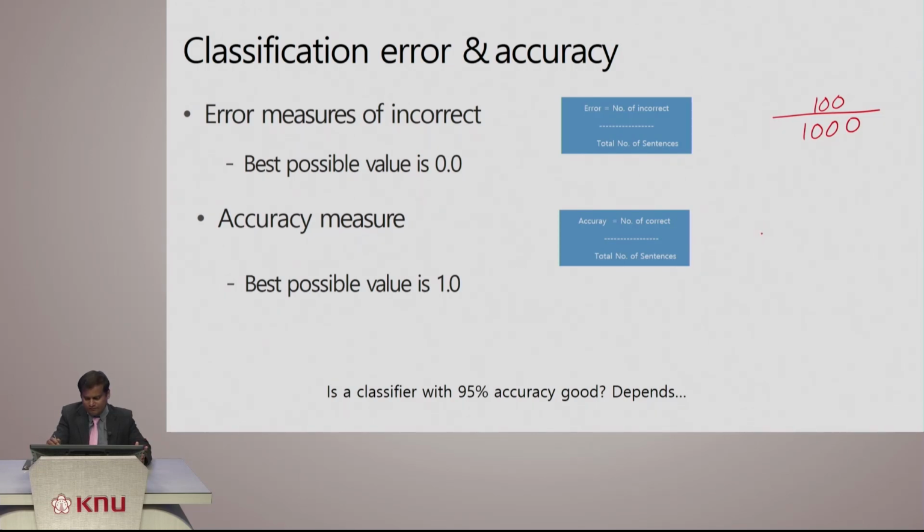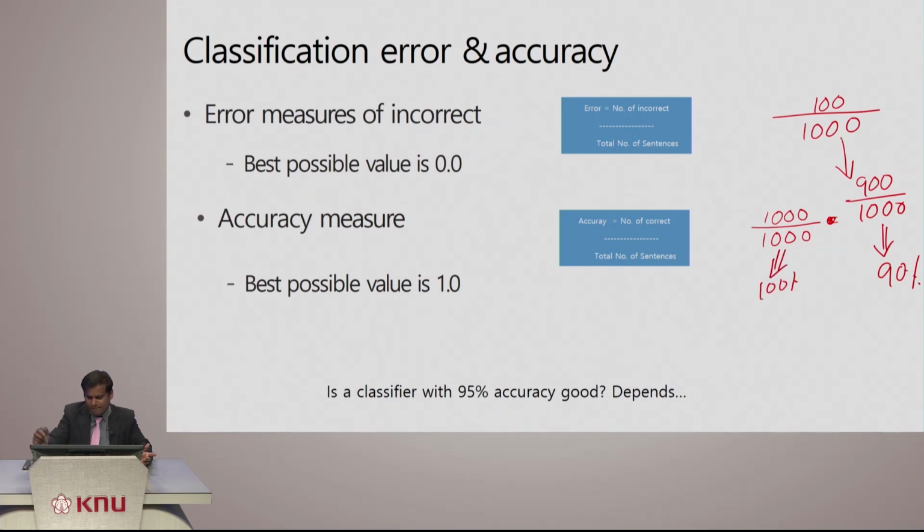On the other hand, if among 1000 sentences we got all 1000 correct, then your accuracy is 100%. But again, if you want to use the same numbers here, then you are going to look at the number of correct being 900 divided by 1000, which means that your accuracy is 90%. So in this case the accuracy is 90%. In this case the error is 10%.